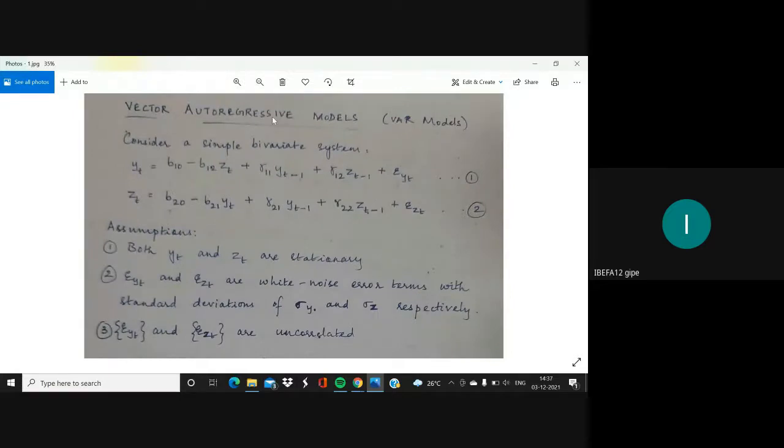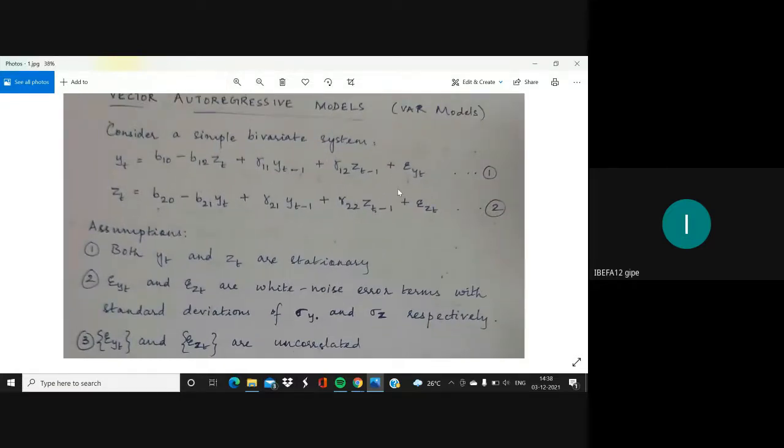I'll try and go through this quickly since we've discussed this in the previous class. This is a very simple bivariate system where you have two time series variables, yt and zt. The reason that we're using a VAR model is because of the structure of the model, which allows yt to be affected by zt and zt to be affected by yt.